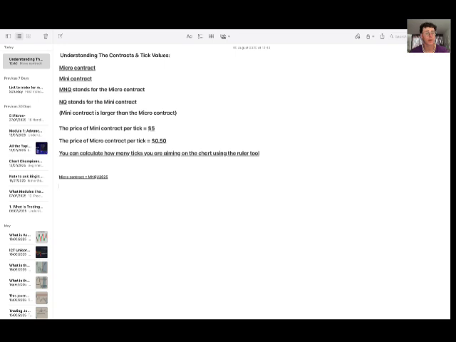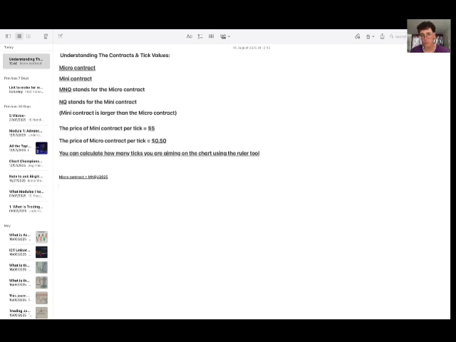Okay, so now I will be going over it again, so I can make sure that you understand everything correctly. We have two contracts when we are trading the Nasdaq asset. We have the micro contract and we have the mini contract. MNQ, the first three letters, represent the micro contract. When you are trading the NQ, that means you are trading the mini contract. The mini contract is larger than the micro contract. The price of the mini contract per tick equals $5. The price of the micro contract per tick is $0.50.